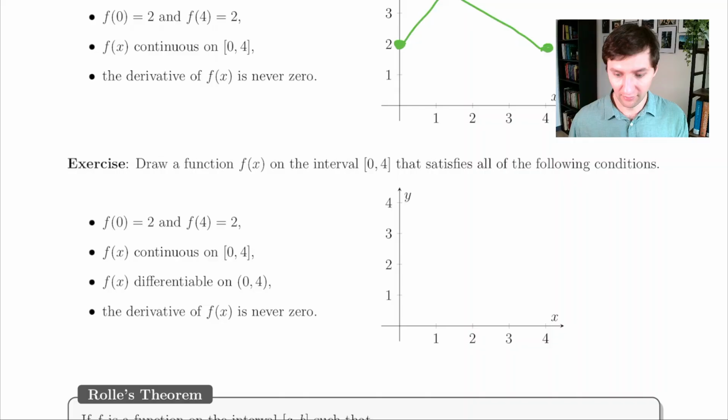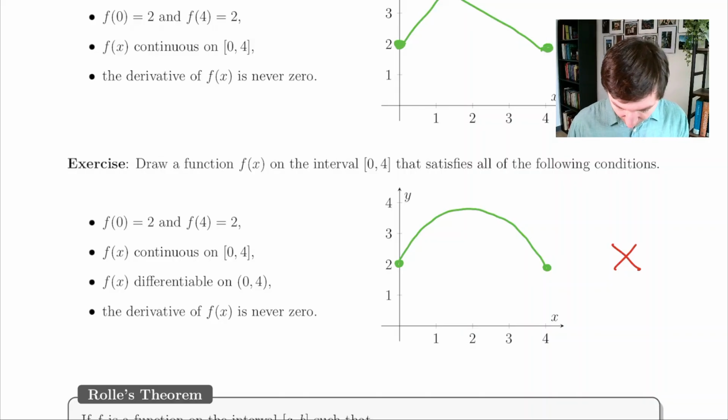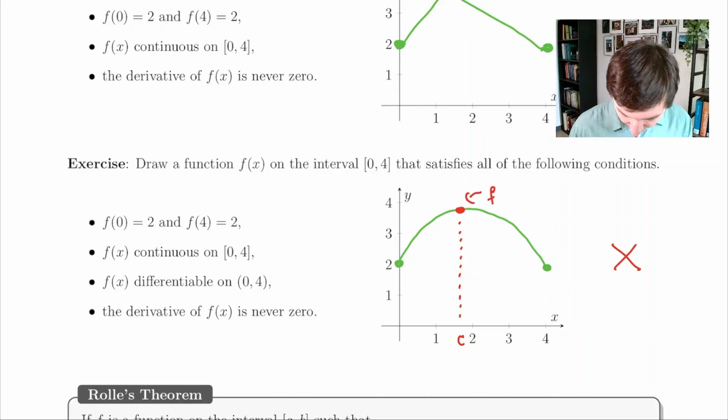I believe it is not possible to draw this function. It's not possible to find a function that satisfies all 4 conditions. If I wanted to draw this function, and let's say I started drawing it up, at some point I have to go down to reach the second dot. In that case, there definitely will be a place, let's call that place by the letter C, where the derivative at that point, f prime of c, is 0, because the tangent line there is horizontal.